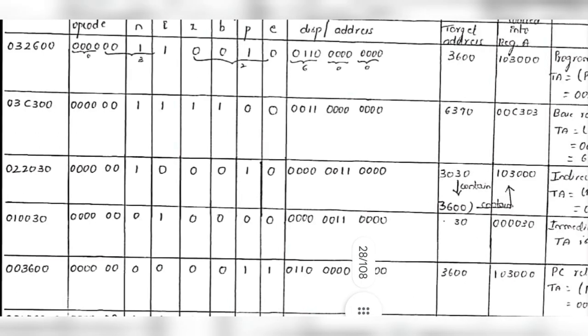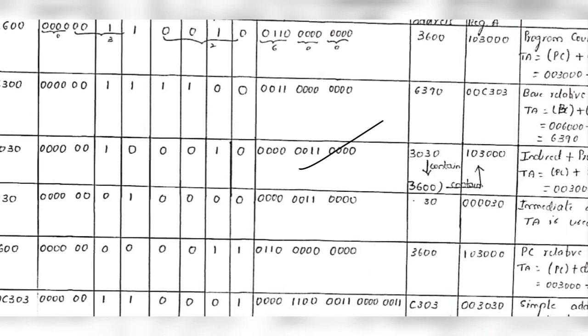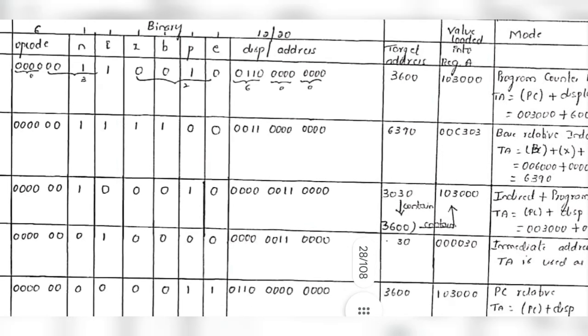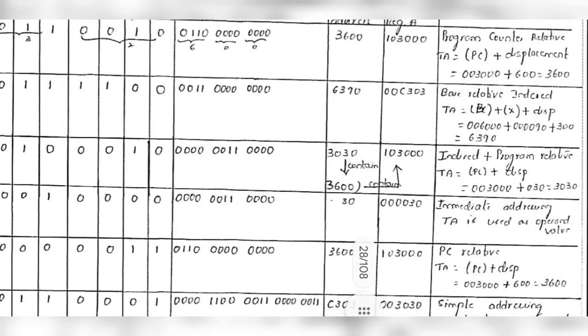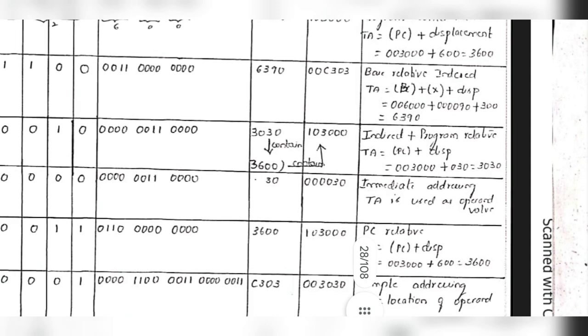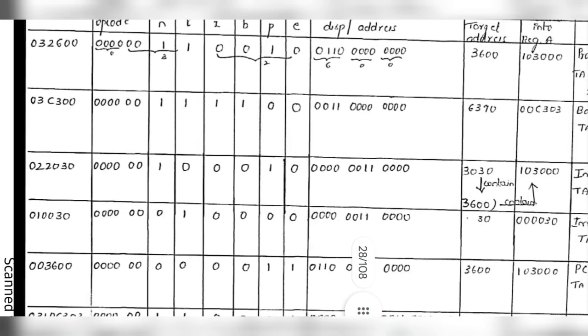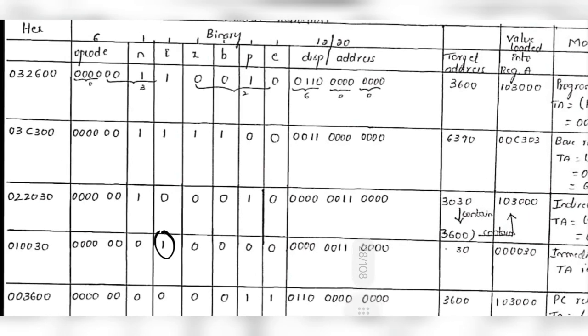Okay, so we got here, this is discussed, and for this one, I is 1, immediate address. In immediate address, the value of the target, meaning the displacement, will be the final value. So for immediate address, TA is used as the operand value. How did we get immediate address? Because I's value is 1 here, rest all is 0. So that is the immediate address.